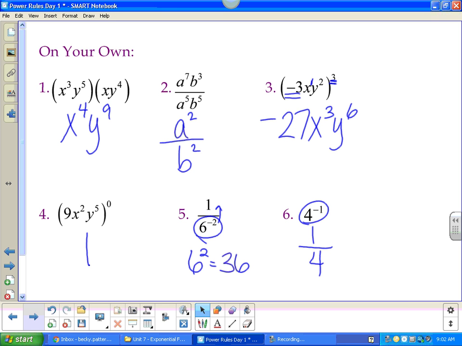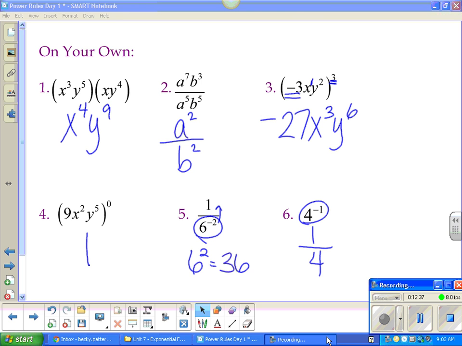So the key is, none of this is difficult at all, but the key is to take your time and know your rules. So just practice. Practice your rules, and this will be a piece of cake.